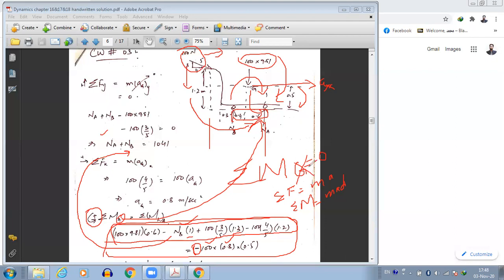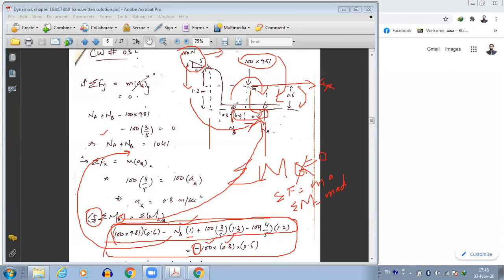If you take the summation of moments at G, it will be zero. Right now I put it not equal to zero, because we were not taking the summation of moments at G, we are taking it at A. Similarly, you could solve the problem by taking the summation of moments at B as well. This will be totally fine as well.